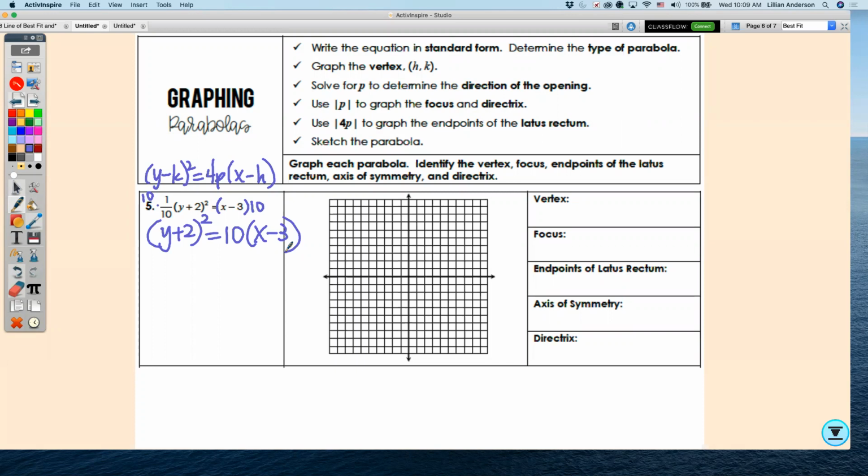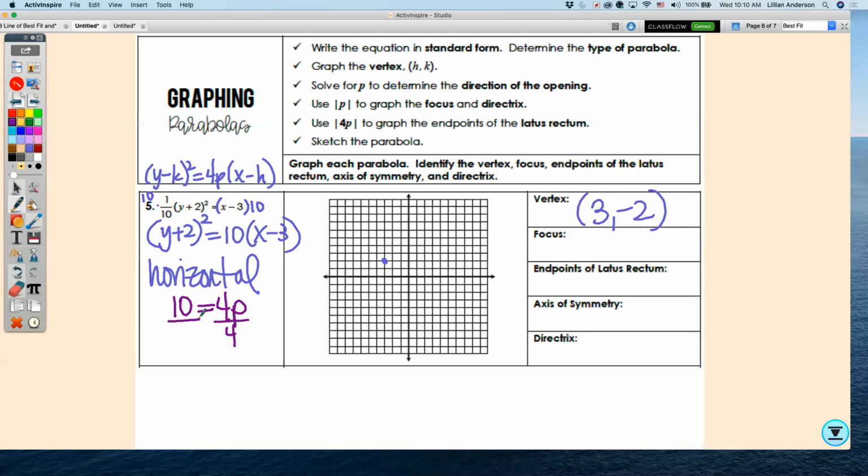Vertical or horizontal? Horizontal. Remember, our y's are squared. So when our y's are squared, it's horizontal. What's my vertex? 3. Remember, it's h, k. Let's find our p. I have to set 4p equal to what number? 10. That's why I needed that 10 over there. So that's what I was setting equal to, not 1/10, but actually 10.